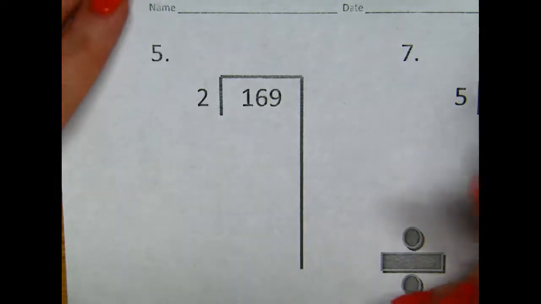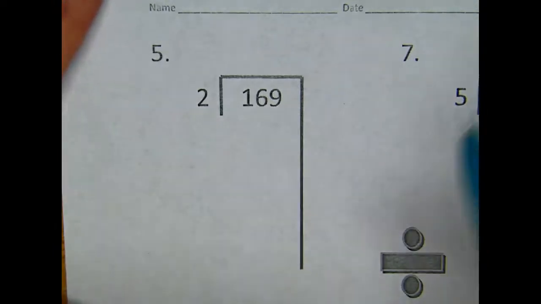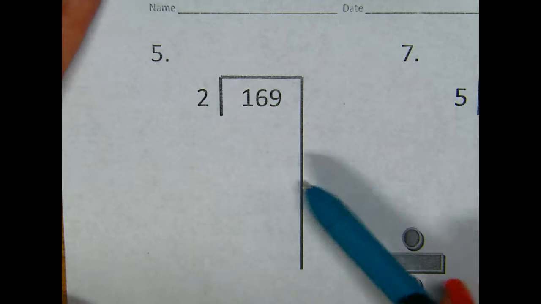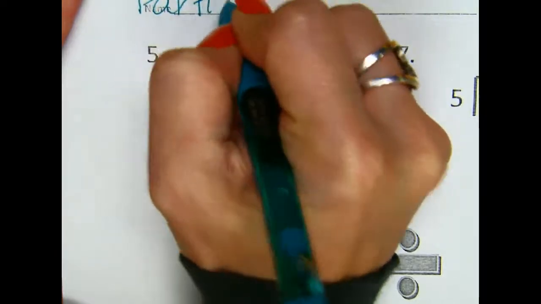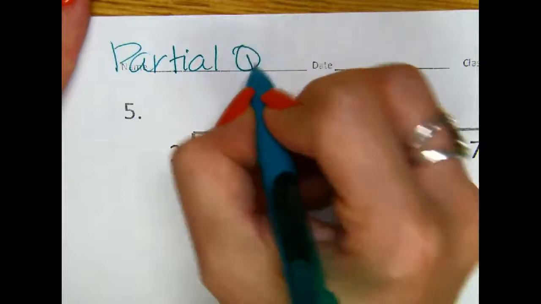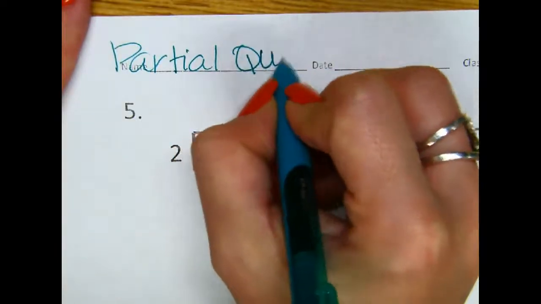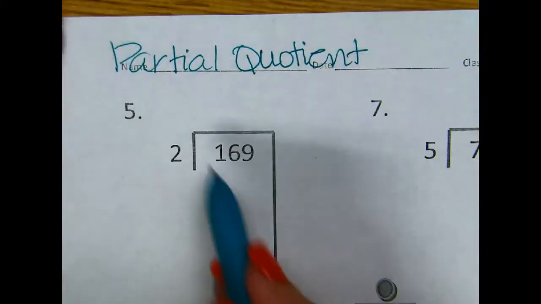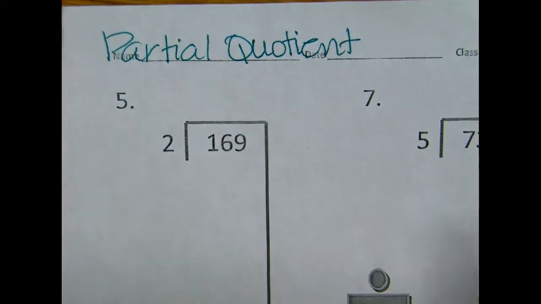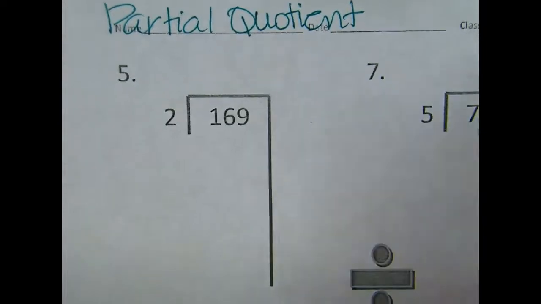Okay, so we are going to start solving some problems. This is our page that we're working on for practice today. This is called partial quotient division. So everybody right now, go ahead and write partial quotient. I know your name is right there, but at the top somewhere I want you to write partial quotient. Okay, so we're going to start question number 5.